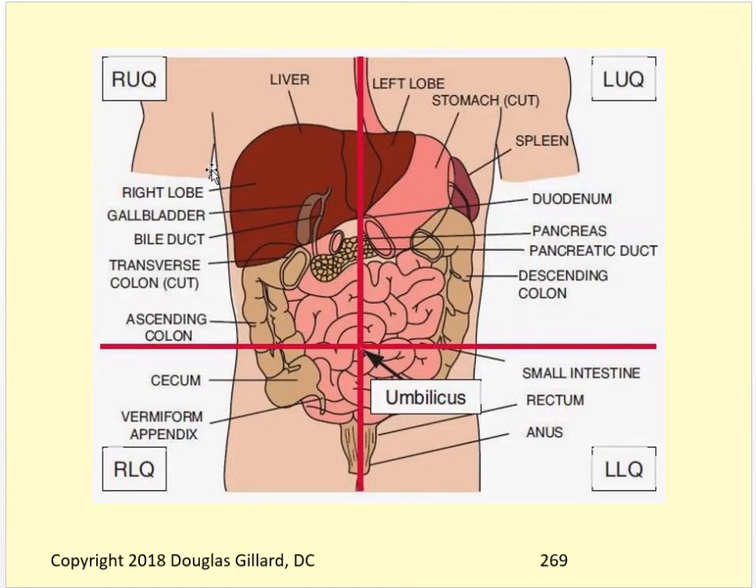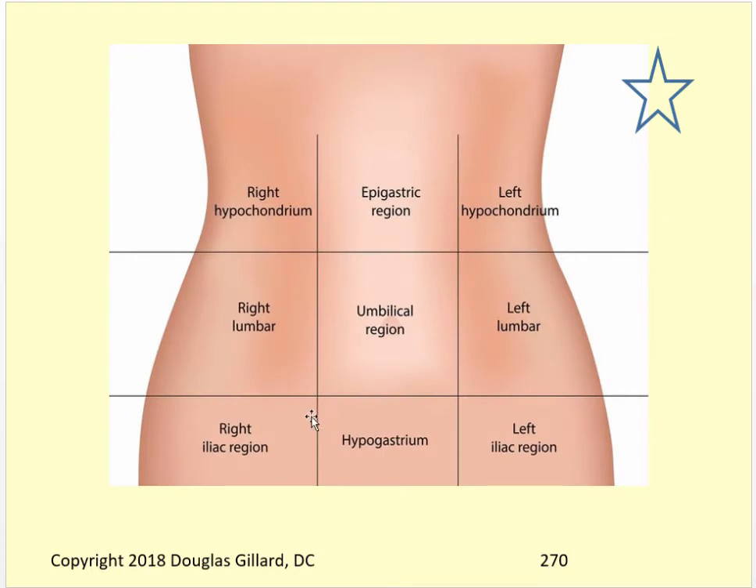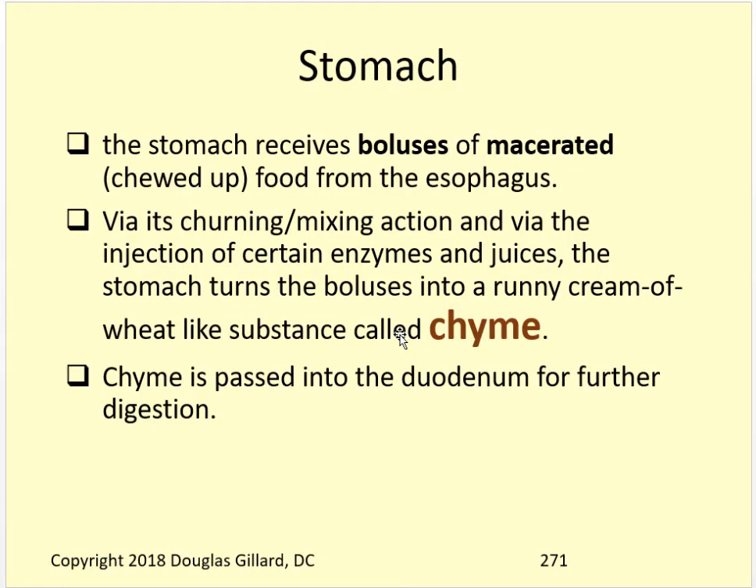You definitely better know this, right? Right upper quadrant, left upper quadrant. We'll do this in the lab though. But there's the stomach. It's in the left upper quadrant. You should know this as well, more specific. There's the left hypochondriac, the epigastric region, and the umbilical region. We'll do that in lab.